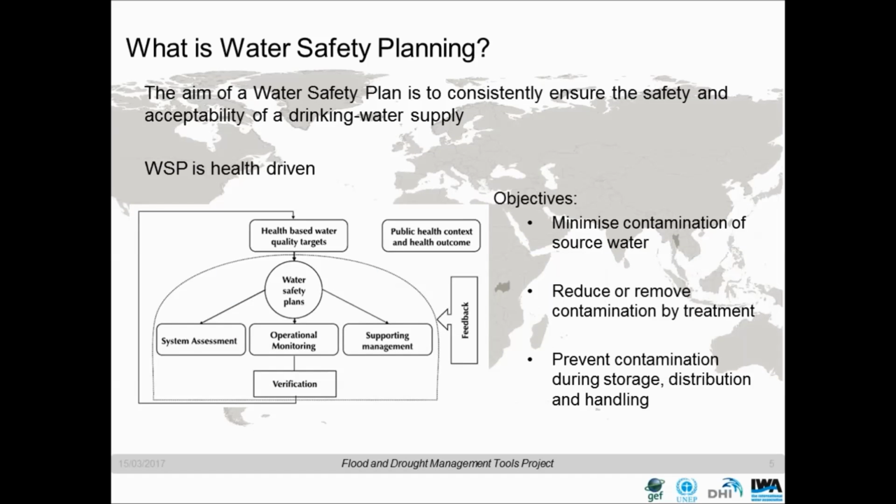The aim of a WSP is to consistently ensure the safety and acceptability of a drinking water supply. And when talking about the safety of drinking water, we mean that it is health-driven. Here we need to keep in mind that still a large number of people lack access to safe water. And even in highly industrialized countries, there are still sometimes major problems with drinking water quality. And a recent case is the Flint water crisis in Michigan. This tells us that traditional ways of ensuring water quality are not sufficient.